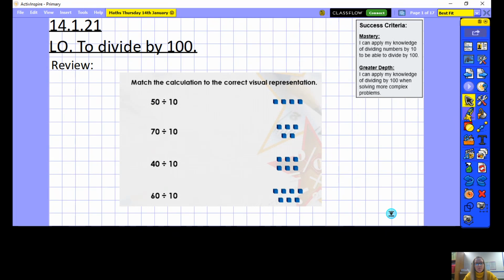So here I want you to match the correct calculation to the correct visual representation. So you've got a calculation on this side and you've got the answer represented using Deans. So you can actually write out the calculation with the correct answer next to it, and then we'll go through the answers. So pause the video now while you review this.